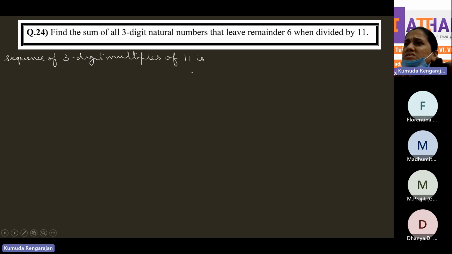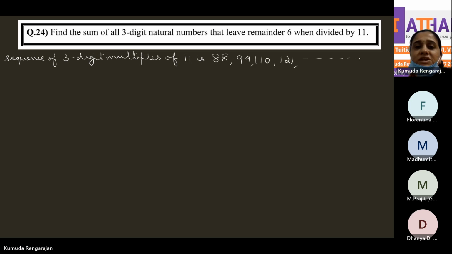So three-digit, where does it start? 110. But you take one number before that. I'll tell you why. Take one or two numbers before that. 99 will do. Or what's before that? 88. You can take 88 also. Whenever you have this remainder 6, take a few numbers before the first number. So actually 110 is the first number, but we'll take one before that, so 99. To be safe, we'll take another one before that, 88. 88, 99, 110, 121, and so on, three-digit.